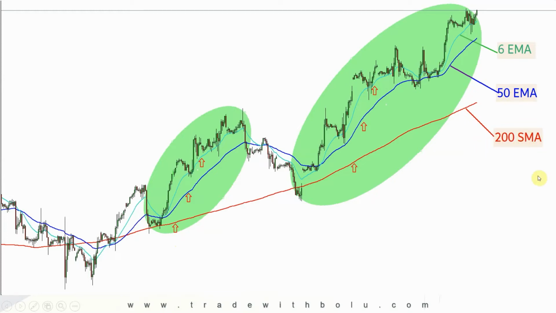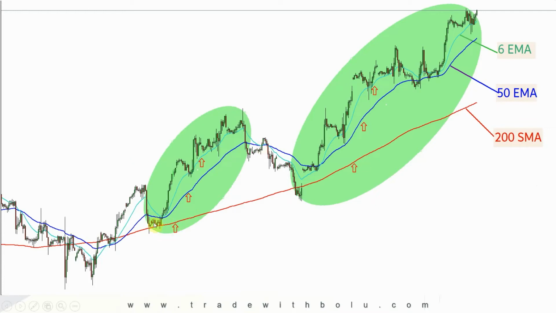If you're a trader, or you're getting into the industry, you should know these are terms that we use as pros. So 6 EMA, 50 EMA, 200 SMA. You hear me say simple moving average all the time, so just get used to that.